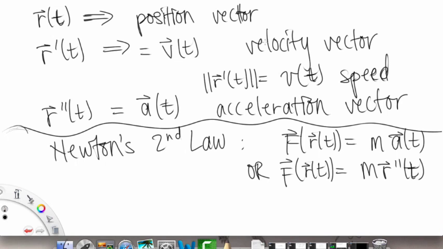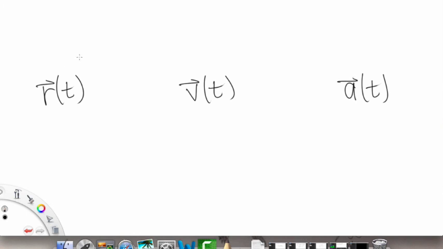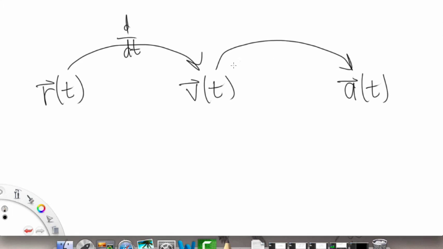Another thing to keep in mind is how we can change between these operations. We have our position vector, our velocity vector, and our acceleration vector. To get from position to velocity, we just differentiate once, d/dt. Then to go from velocity to acceleration, we take the derivative a second time. But going back is a little more complicated because that involves initial conditions, especially if you're trying to find a specific solution.